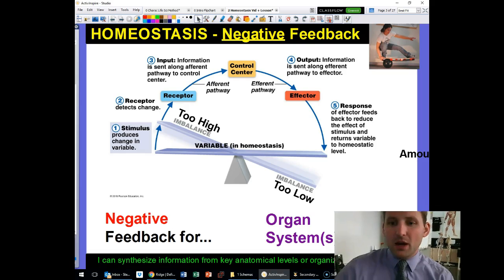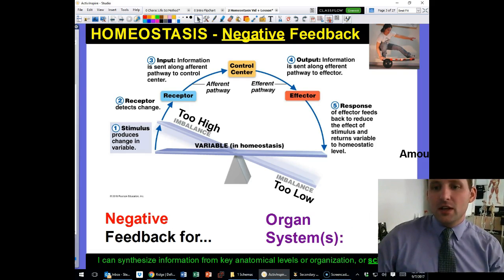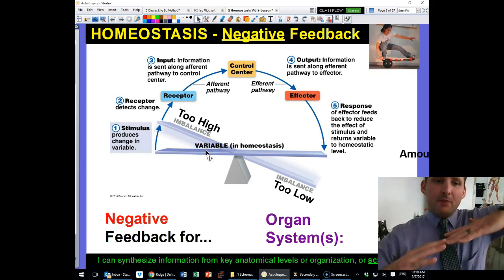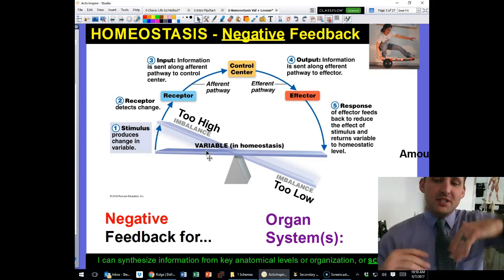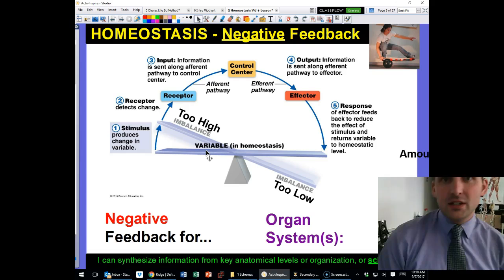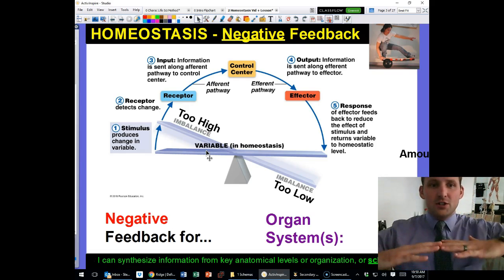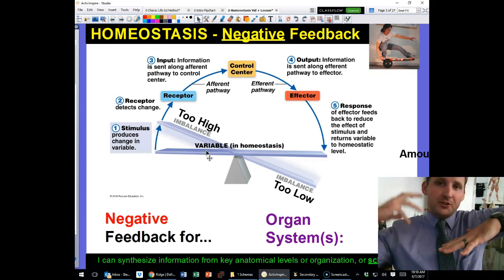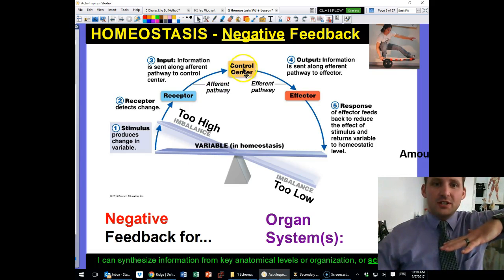So this balance beam, I would draw this little balance beam in your notes. Don't write it word for word, summarize. So again, as you get out of balance, there's a stimulus that produces a change. There is a receptor, a lot of times in your skin, but other parts of your body too, like your kidneys, your brain can receive stimuli. So you have that receptor that senses the change. That goes back to your spinal cord and your brain. So that's your control center.